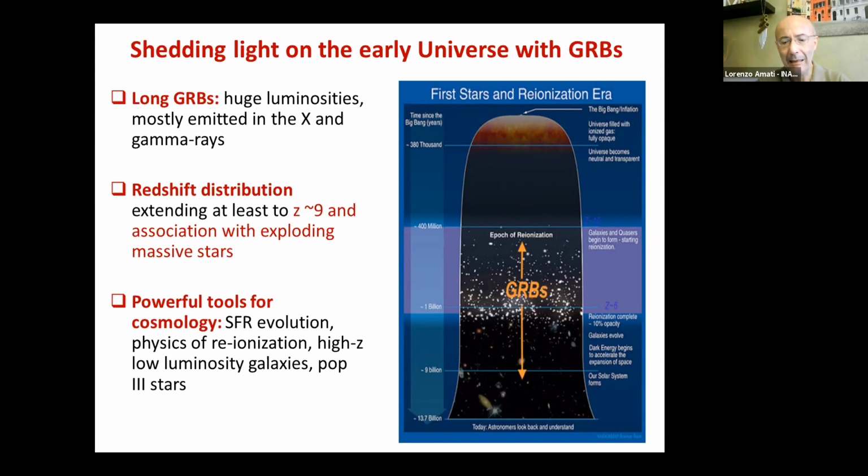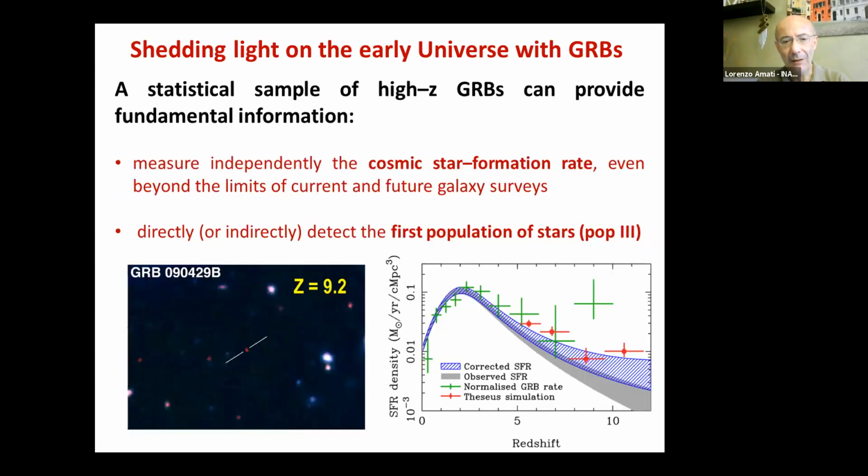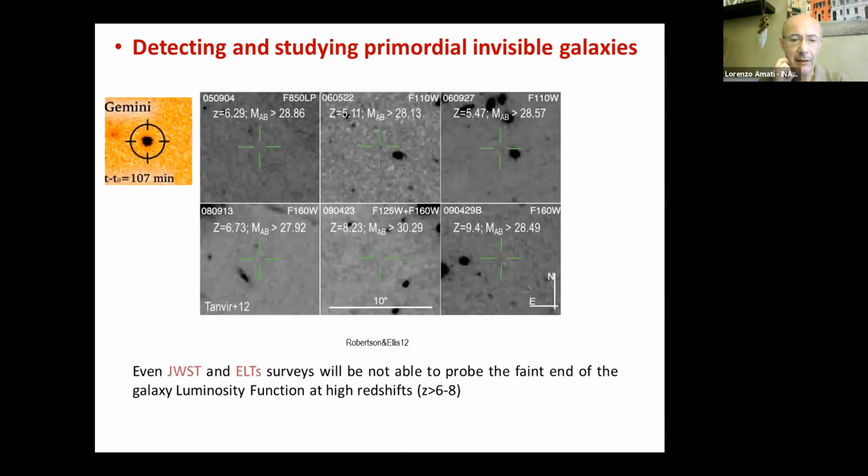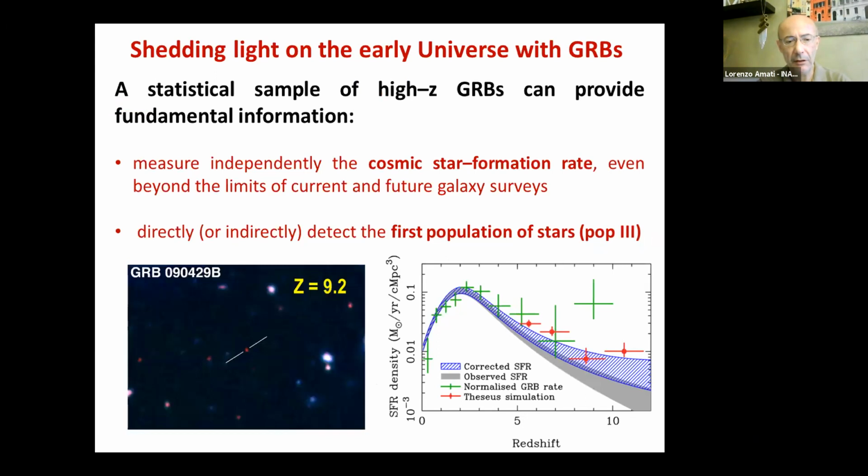And again, if I go to the next slide, of course, so you can see more in practice how impressive the capabilities of long gamma ray bursts are for these purposes. What you see on the bottom left is actually the direct image of a star exploding a few 100 million years after the Big Bang.